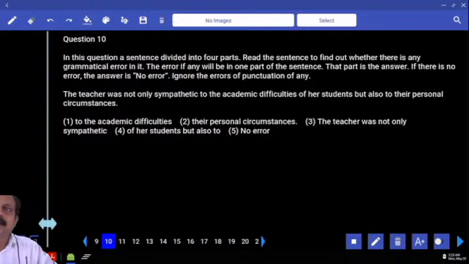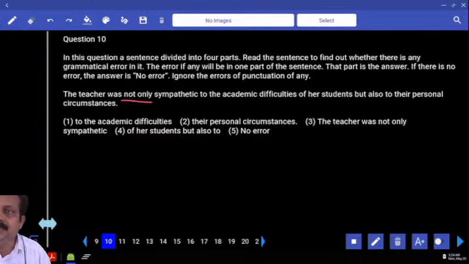Question number 10. The teacher was not only sympathetic to the academic difficulties of her students, but also to their personal circumstances. Put a star mark next to this question. I tell students, whenever you come across not only, but also you got to be alert. And for two reasons. One, we usually get but also after not only. It doesn't mean it is mandatory. We do have exceptions. First reason. Second reason, it goes with parallel expression. What is parallel expression? Whichever grammatical unit you use after not only, you have to use the same grammatical unit after but also.